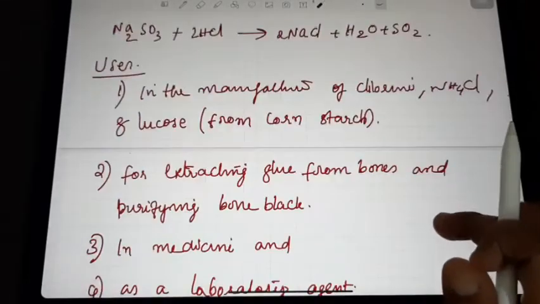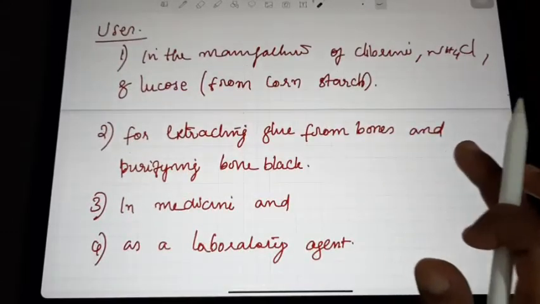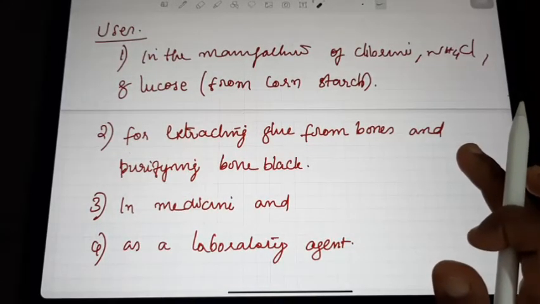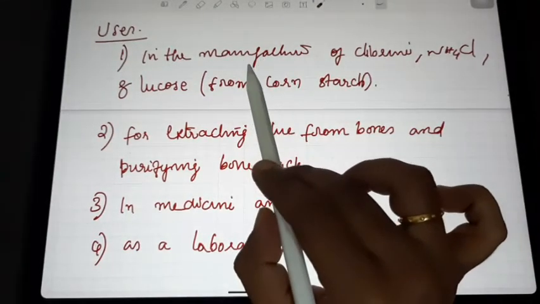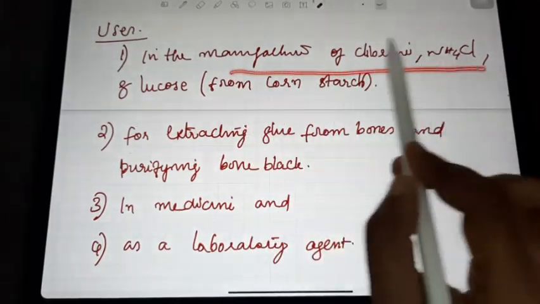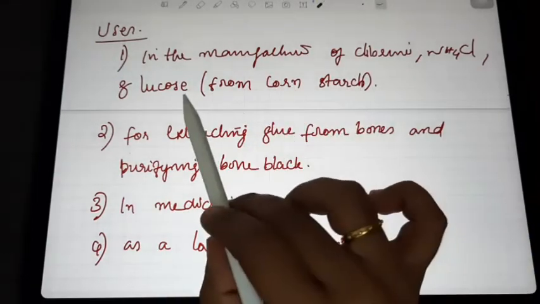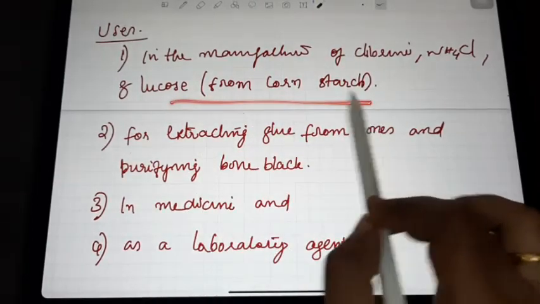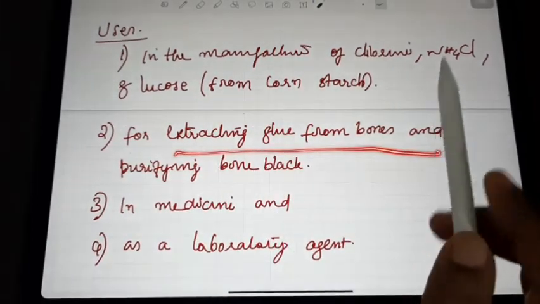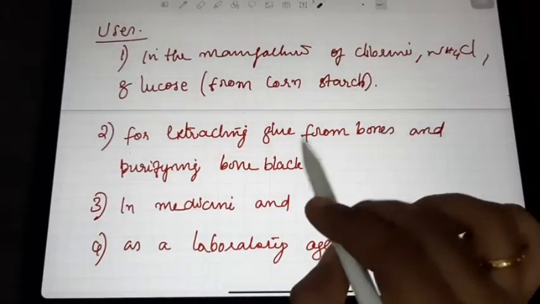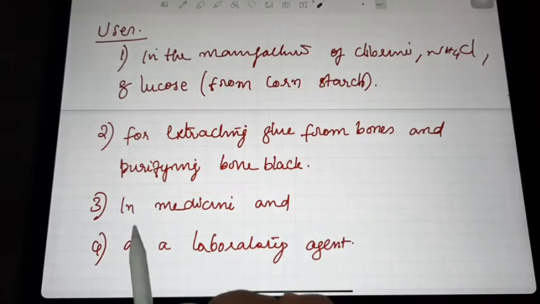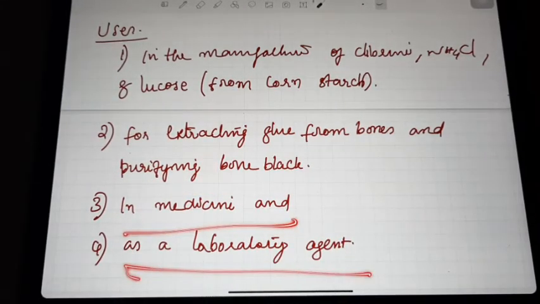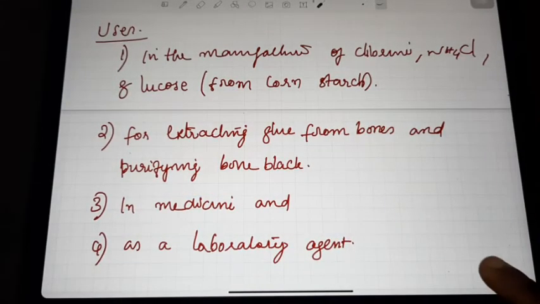Now we can discuss the last topic of hydrochloric acid or hydrogen chloride: the uses. It is mainly used in the manufacturing of chlorine, ammonium chloride, glucose, etc. Next, for extracting glue from bones and purifying bone black, this HCl is used. In the medicinal industry and also as a laboratory agent, this HCl is an essential one.